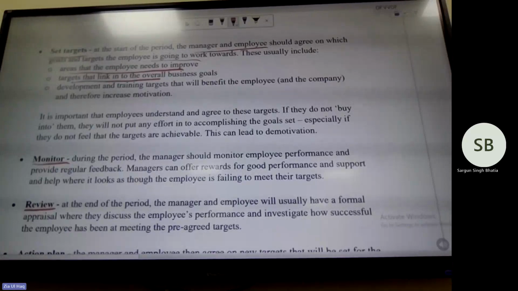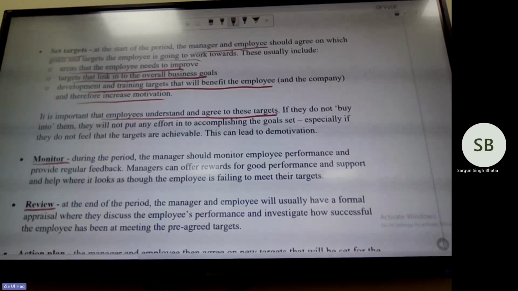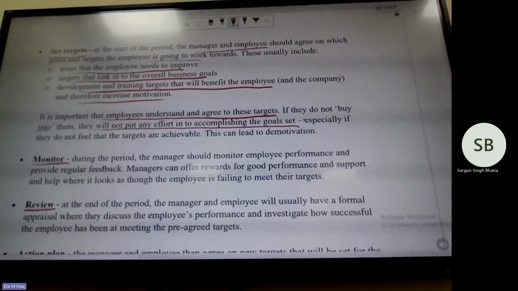Targets that link to the overall business goals, and the employee targets should be linked with the organization's objective. And development and training targets that will benefit the employees and therefore increase motivation. And it is important that the employee understands and agrees to those targets. If he is not agreeing, he will not be willingly working, so targets will not be met. If they do not buy into them, not agree, not be willing with those targets, they will not put any effort in accomplishing the goal set.